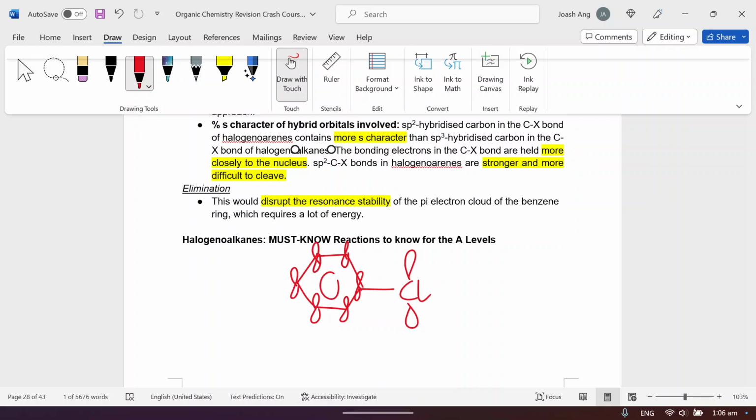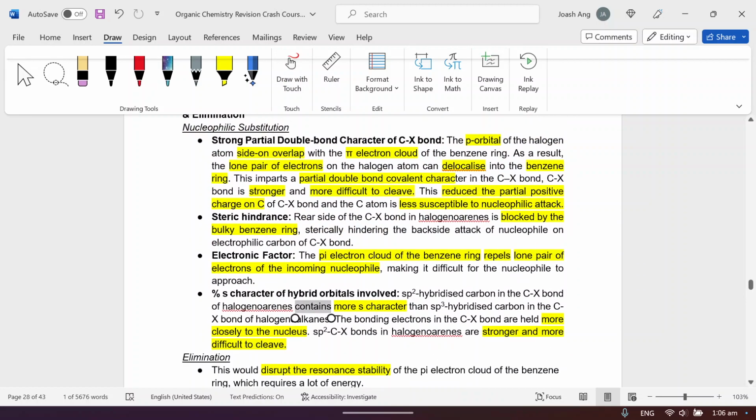Okay? And this causes delocalization of the lone pair on chlorine across the benzene ring, causing a partial double covalent bond, and this strengthens the C-X bond, making it more difficult to cleave, and thus the C atom is less susceptible to the nucleophilic attack.